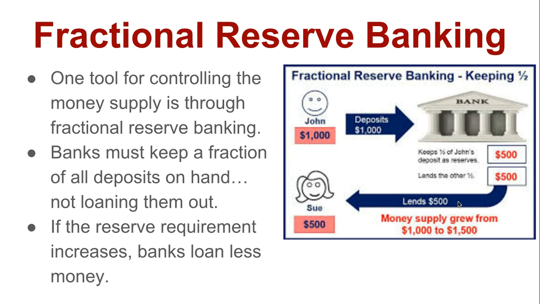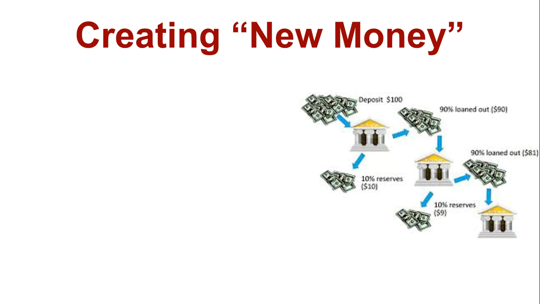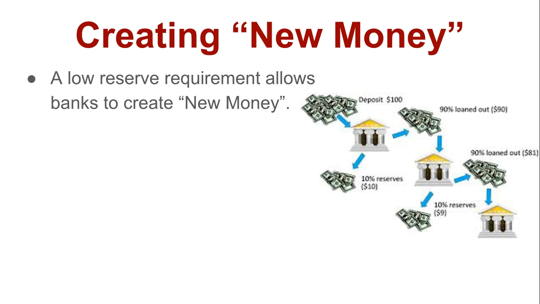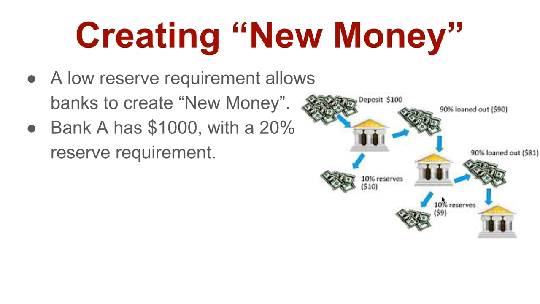All right, let's look at this again. This is the idea of creating new money. A low reserve requirement, dropping it down to 20 or 10%, allows banks to create new money and add to our money supply. Let's walk through this.